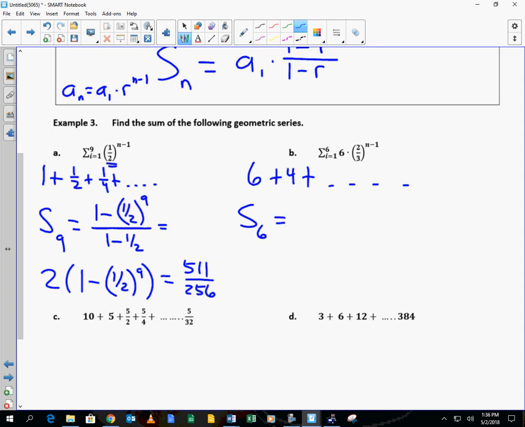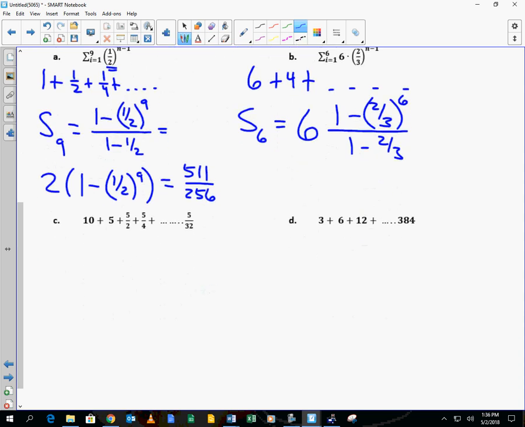That's going to be equal to, what is the first term? 6 times 1 minus, what is r? 2/3 raised to the 6th power divided by 1 minus 2/3. What is 1 minus 2/3? 1/3. What's 6 divided by 1/3? It is 18. So the sum of the first 6 terms is 18 times 1 minus 2/3 to the 6th power.